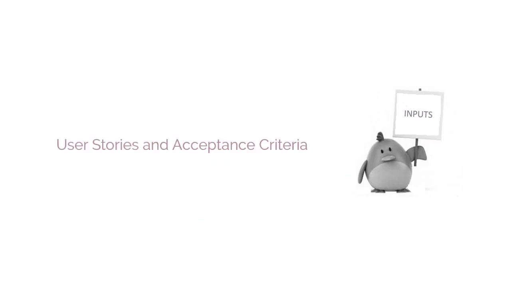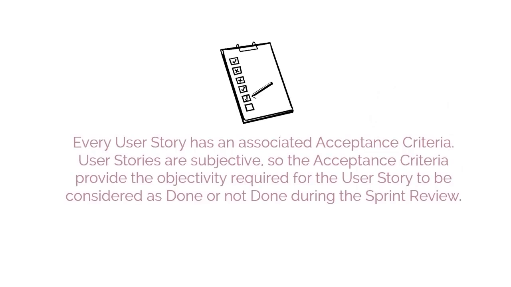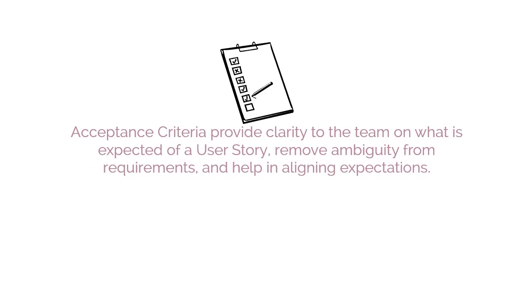Now, we're going to see the role of the user stories and acceptance criteria as a source of input in the process. Every user story has an associated acceptance criteria. User stories are subjective, so the acceptance criteria provide the objectivity required for the user story to be considered as done or not done during the sprint review. Acceptance criteria provide clarity to the team on what is expected of the user story, remove the ambiguity from requirements, and help in aligning expectations.